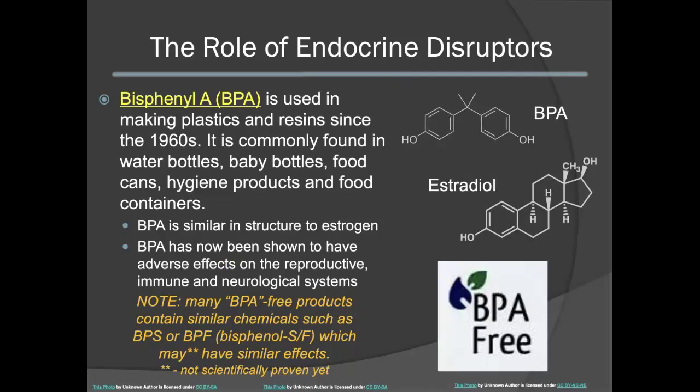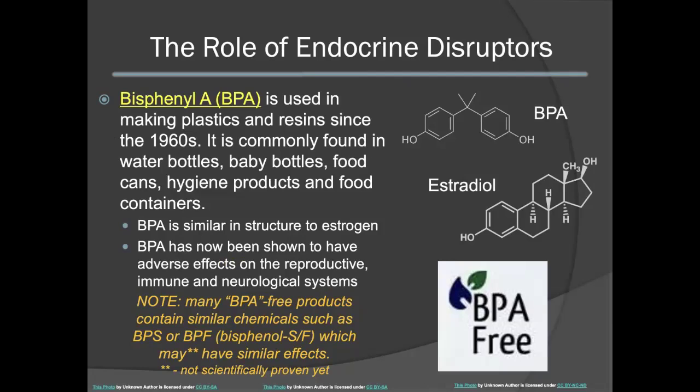For instance, BPA or bisphenol A is a common chemical that is used in the manufacturing of plastics and resins that has been widely used since the 1960s. It is now commonly found in water bottles, baby bottles, food cans, hygiene products, and food containers. BPA is similar in its structure to estrogen and as a result can have estrogen-like effects in the body. BPA has now been shown to have adverse effects on reproductive systems, immune systems, and neurological systems.